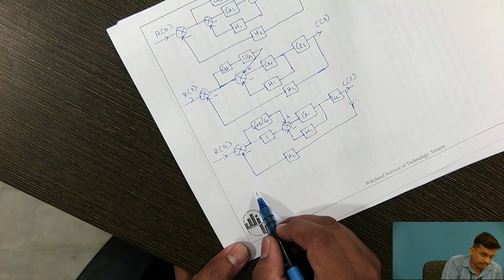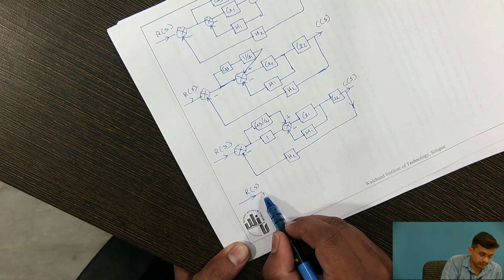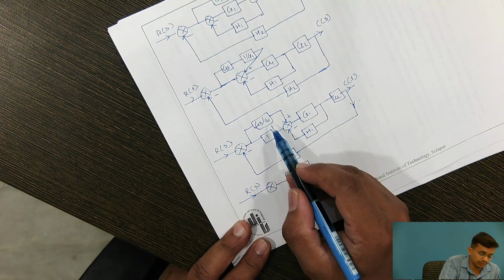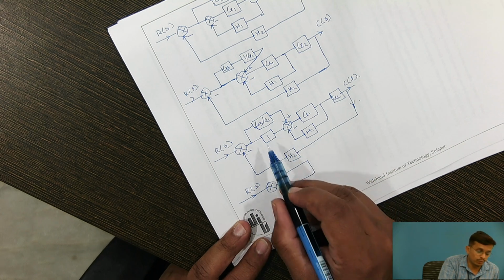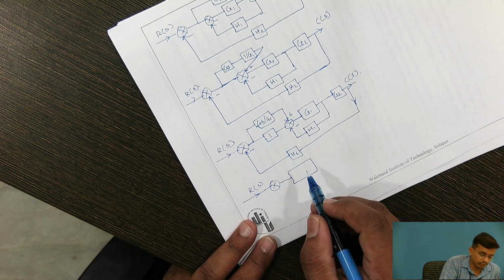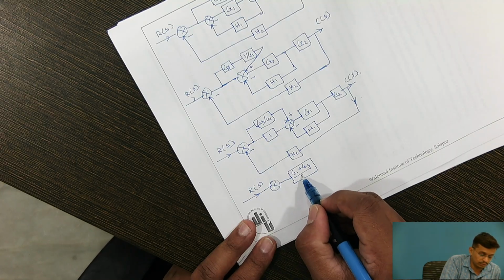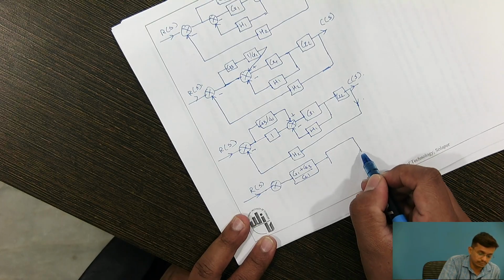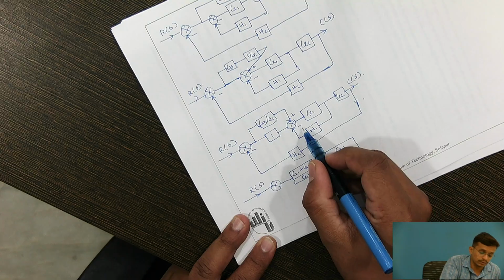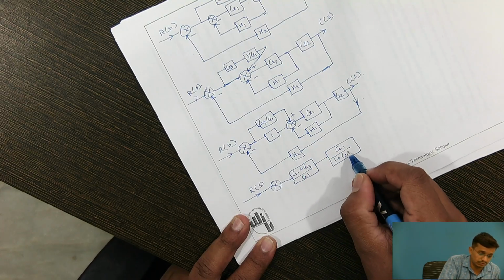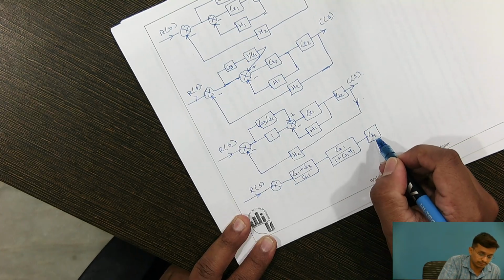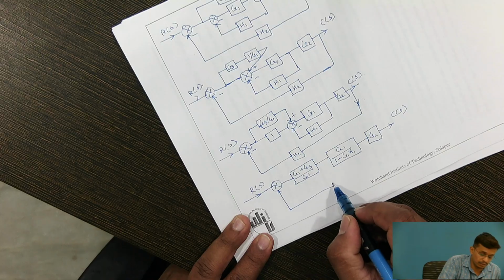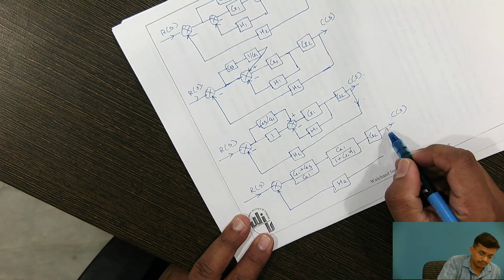So it will be R(S). These two, G3 by G1 and 1, are in parallel, so it will be 1 plus G3 by G1. So after simplifying it, what will it be? It will be G1 plus G3 upon G1. Then these two blocks are in feedback loop, so it will be G1 upon 1, and this is minus, so we'll take here a plus sign, G1 H1, and this block G2. And the second feedback loop with the block H2 will remain there.